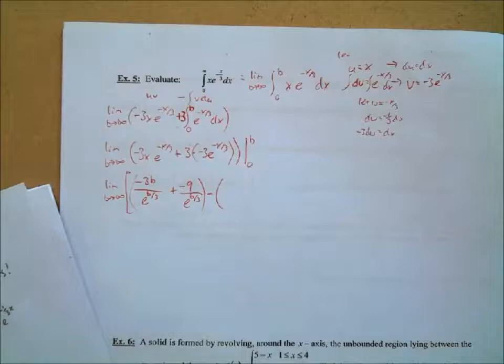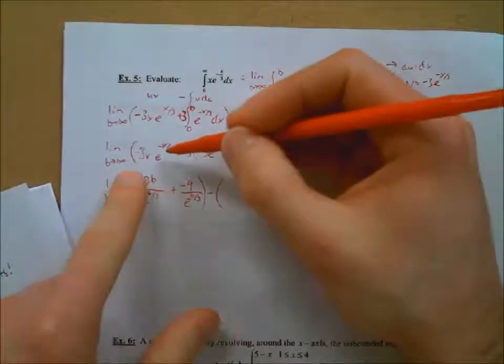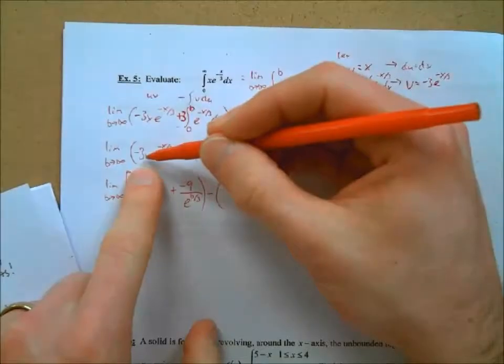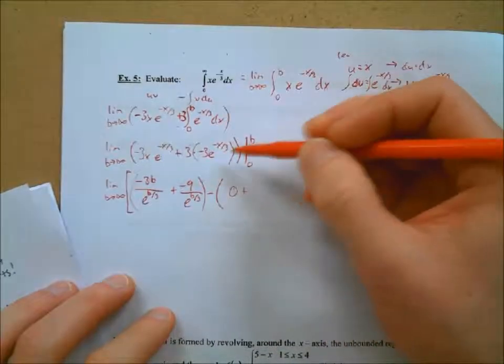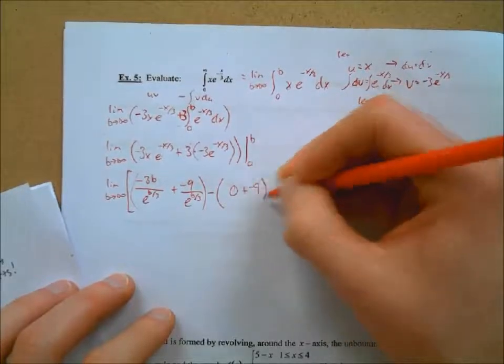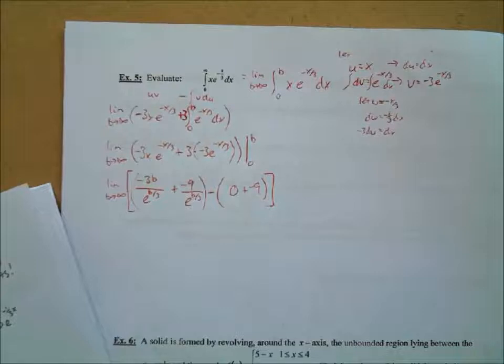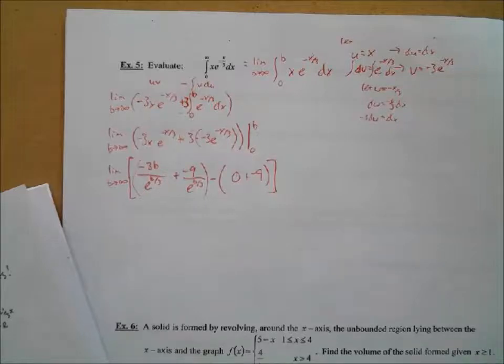Minus. And now let's plug in 0, but I'm just going to do the 0 here. So it's negative 3 times 0, 0, e to the 0, so it's just going to be 0 there for that. And then let's see here. E to the 0 will be 1, so minus 9. Okay, so thankfully the lower limit is not that bad. Whew. And now we get to evaluate the limit as b approaches infinity here.